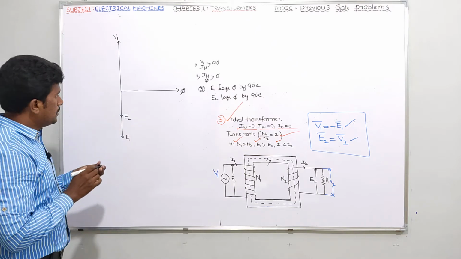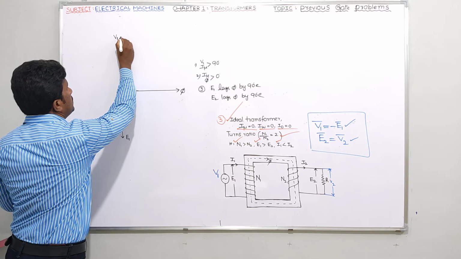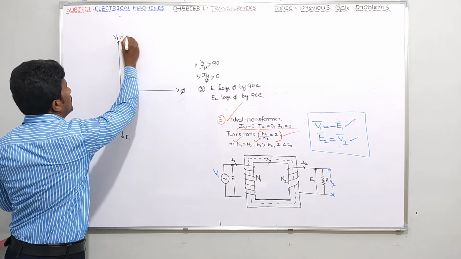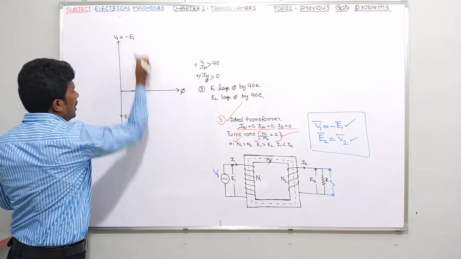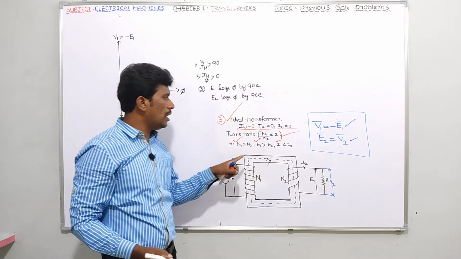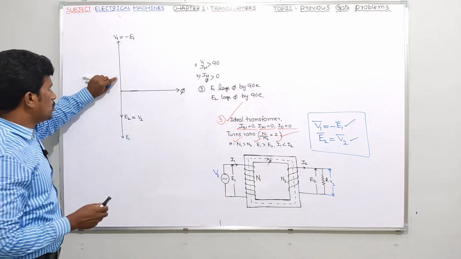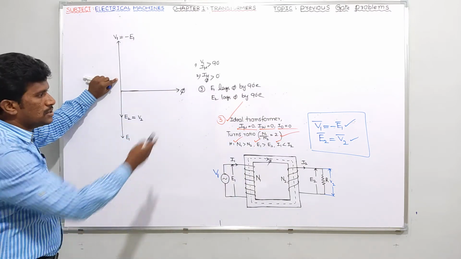And I told you guys, if it is E1, what about this vector? Minus E1, no? If it is E1, what about this vector? Minus E1. And if it is E2, what about E2 equal to V2? I already told you here. Now there is no need to show IW in phase with V1 because IW is 0.